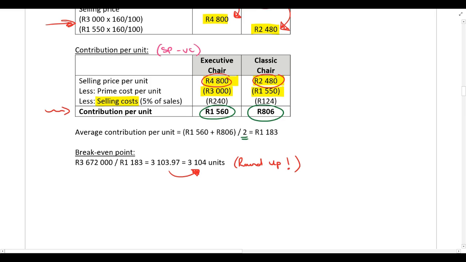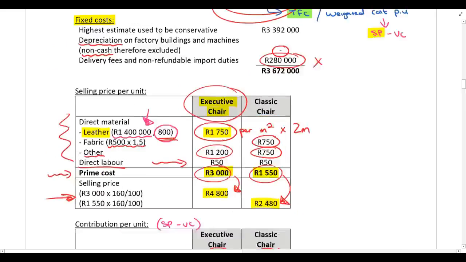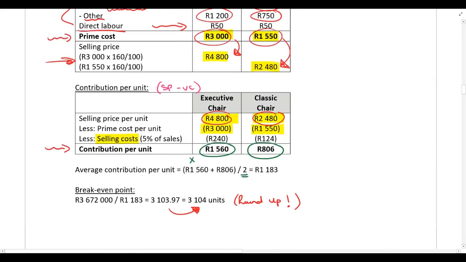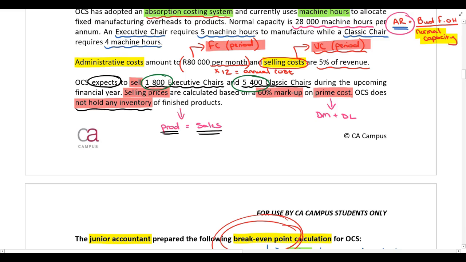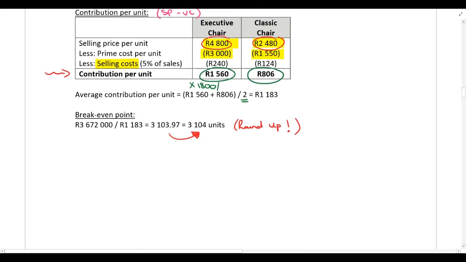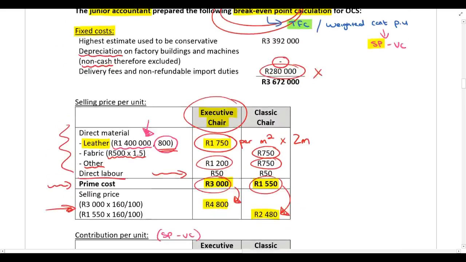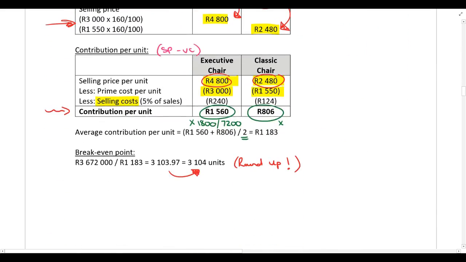So you're going to take the executive chair and you're going to multiply this by, I've already forgotten the numbers, 1,800 over the total. So what is the total going to be? 1,800 plus 5,400 is 7,200. Then for the classic chair, multiply that by 5,400 over 7,200. And once you've done that, once you've multiplied everything out over there, you just add those together, and that will give you the weighted average contribution per unit.